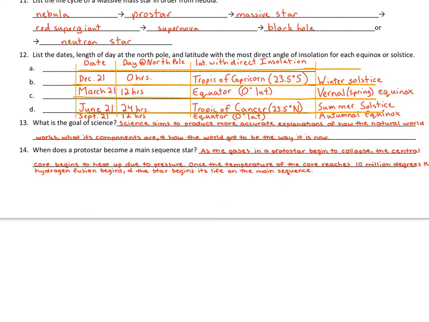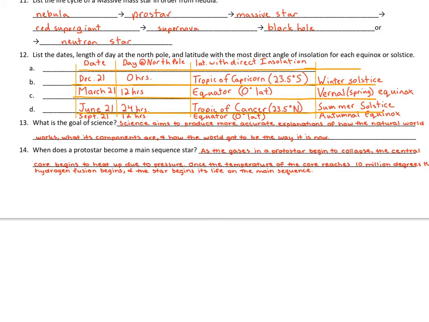June 21st coming up. Going to be the longest day of the year in the northern hemisphere. The North Pole is going to receive 24 hours of day, and the most direct angle of insolation for the sun is going to be on the Tropic of Cancer, 23.5 degrees north latitude. So that's the summer solstice. Remember, if you know your astrological signs, that Cancer begins on June 21st. September 21st. This is going to be the autumnal equinox. 12 hours a day, 12 hours a night. Again, it's an equinox. So where's the most direct angle of insolation? On the equator. And it's equal day and night.